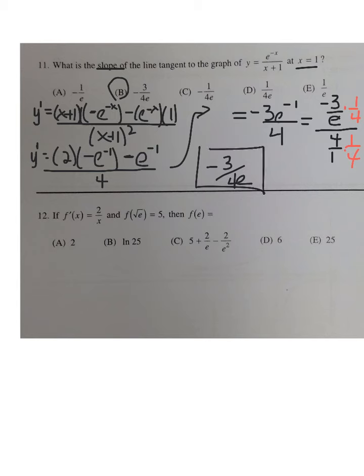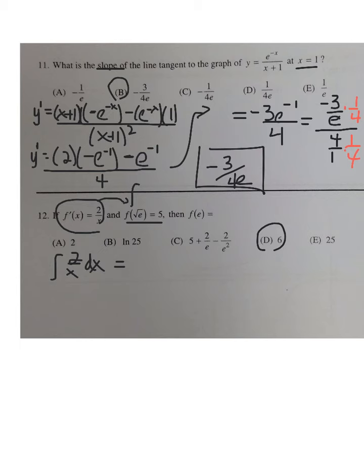Alrighty, number 12. 12 is choice D. Okay, so they give us the derivative, and notice they give us something about the function, which means then to get from here to here, I'm going to need to integrate. So I would start by integrating my f prime, which is 2 over x dx, but I don't like that 2.